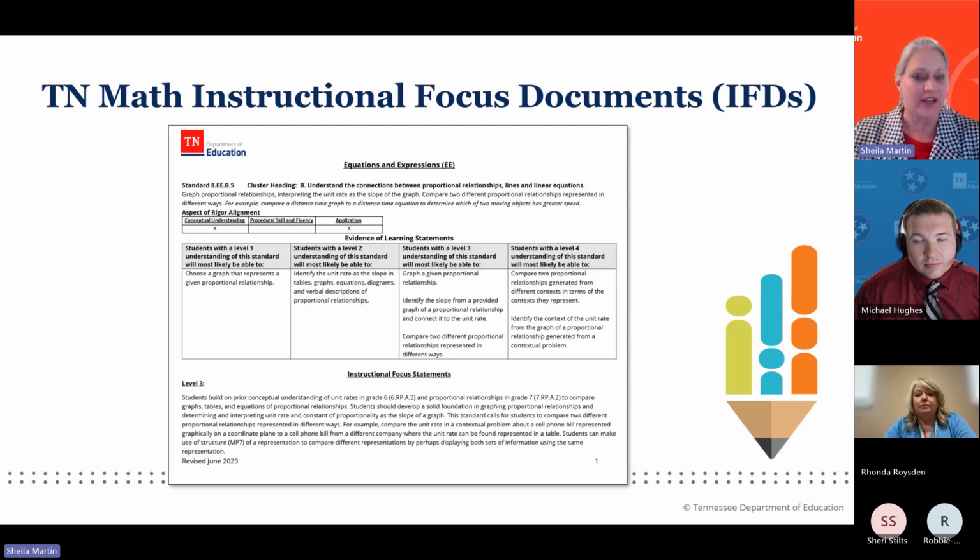And again, at the bottom, it talks about the progressions and the visual models if they're supposed to be used. Also, this chart tells you whether it should be conceptual understanding, procedure and fluency, or application. And all of that is very important for math teachers to understand.